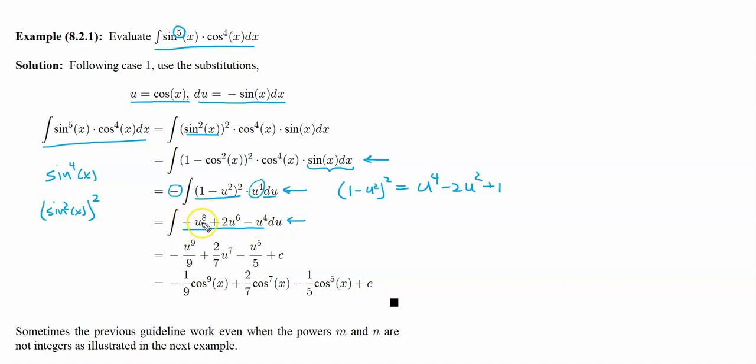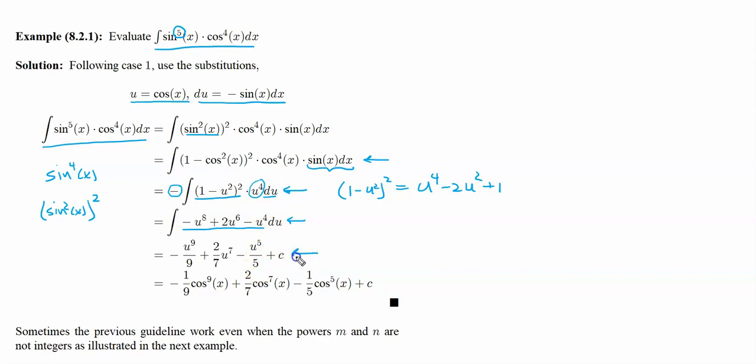Antiderivative of u to the 8th power, that is u to the 9th over 9, and we have that negative there. Antiderivative of u to the 6th is u to the 7th over 7, and the 2 carries down. Antiderivative of u to the 4th is u to the 5th over 5, and then plus c.